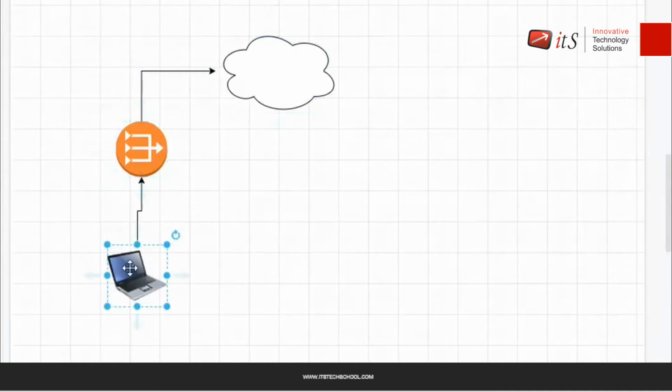Your laptop may be a source or maybe a destination. Google.com may be a source or maybe a destination. But what about the NAT? NAT is neither a source nor a destination, right?